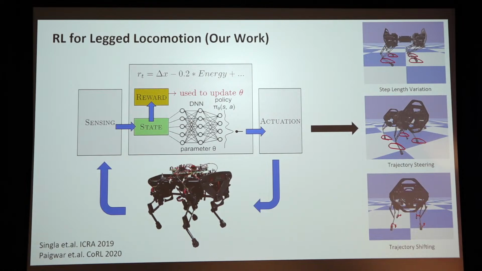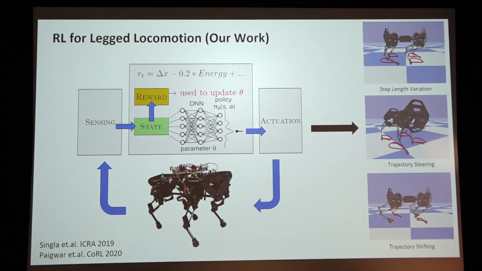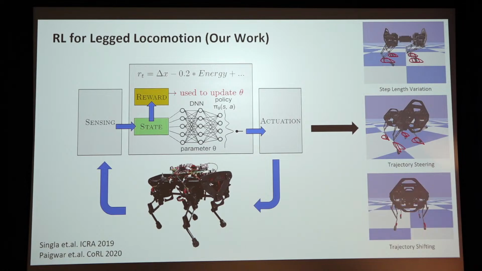While traditional techniques for walking include this model based design, we are focused on having some reinforcement learning aspect to learn behaviors, like, in this case, sidestepping or trajectory steering, trajectory shifting, using parameterization approaches.